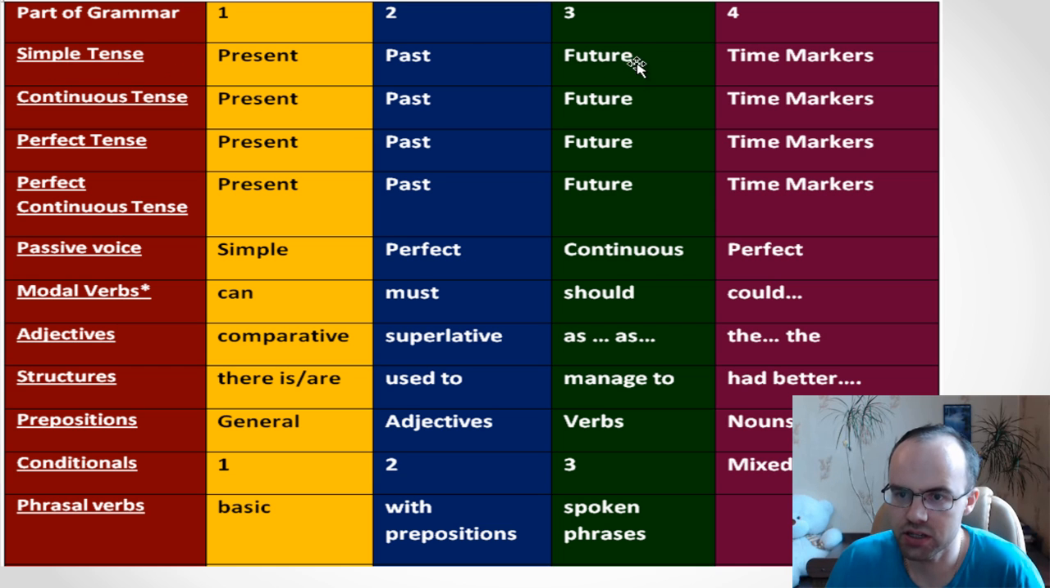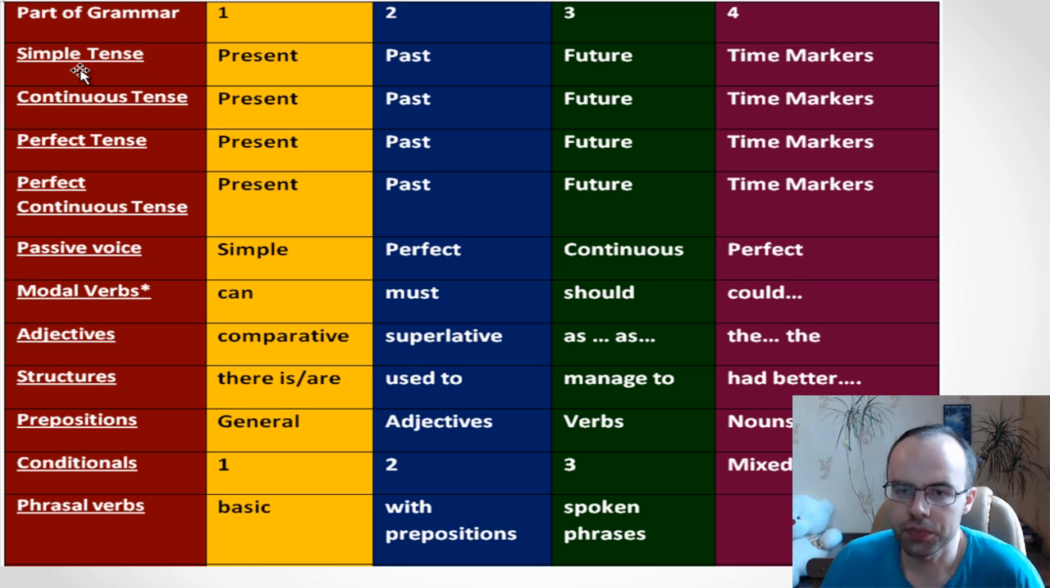It's your first step. And it's also desirable to know some time markers which are typical of this or that tense, like usually, always, a week ago, next week, and so on. You also need to focus on prepositions, so you need to start with it.